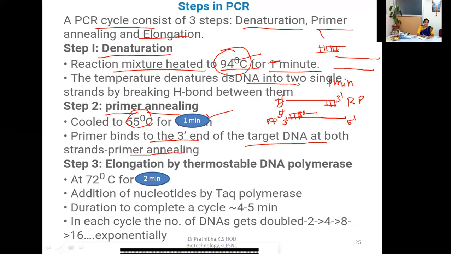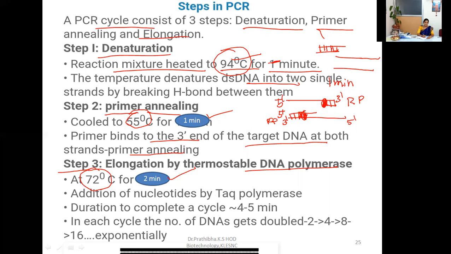Then let us go to step 3. Elongation by thermostable DNA polymerase at 72 degrees Celsius. This 72 degrees Celsius is the optimum working temperature for the Taq DNA polymerase, and here the extension requires around 2 minutes. What happens here? The template DNA has primers attached at 55 degrees Celsius. When the temperature increases again to 72 degrees Celsius, the Taq DNA polymerase goes and binds at this particular position.